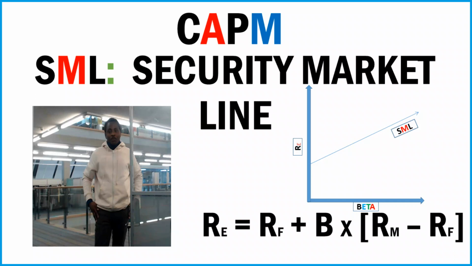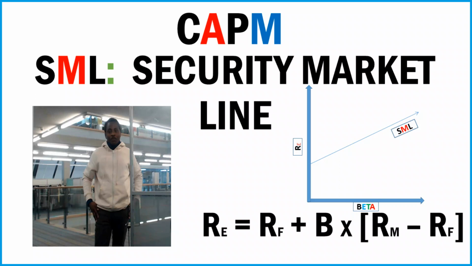Let's talk about the security market line. That's the sloping line we get when we graph beta coefficients against expected returns. Having already established the capital asset pricing model, what does this actually symbolize? That is what we want to look at, really: the security market line, which is this slope.